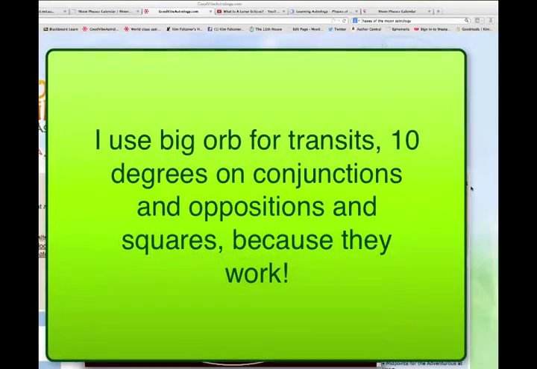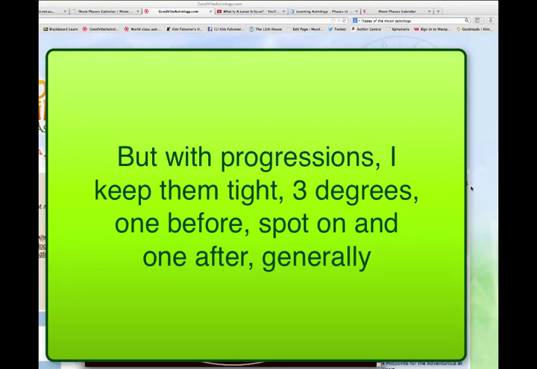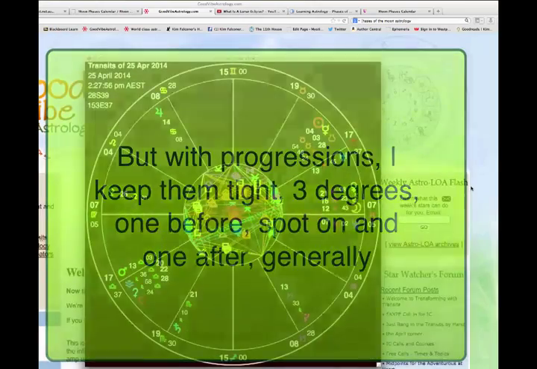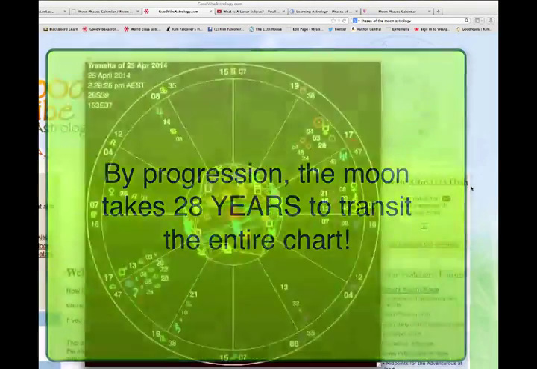I like to use big orbs with eclipses because they work. They work. So I would allow 10 degrees. Some people go up to even 13 degrees with lunar aspects in the conjunction opposition in natal charts and also by transit. You'll have to feel it out, but know that the moon does move through things quickly, so it's quite supportive that way. There's one other thing I want to mention about the moon.